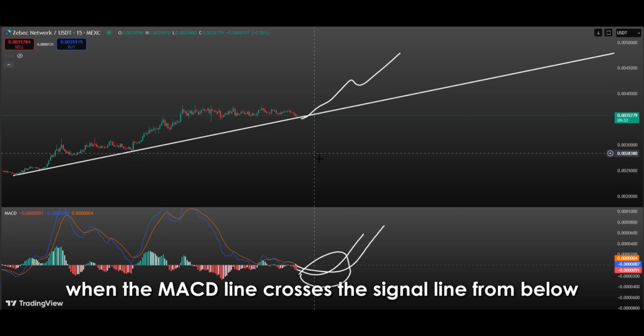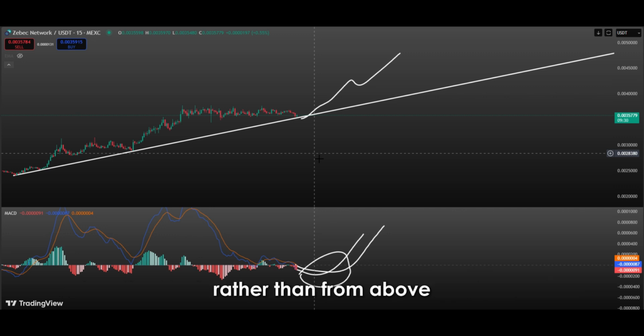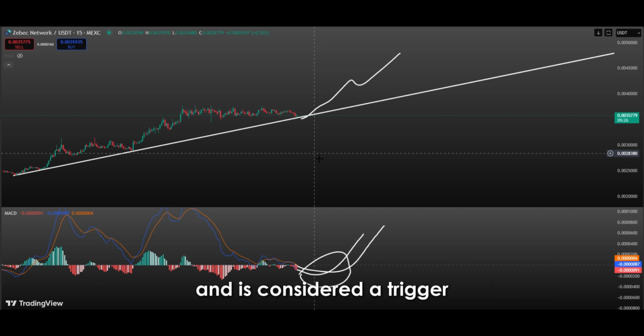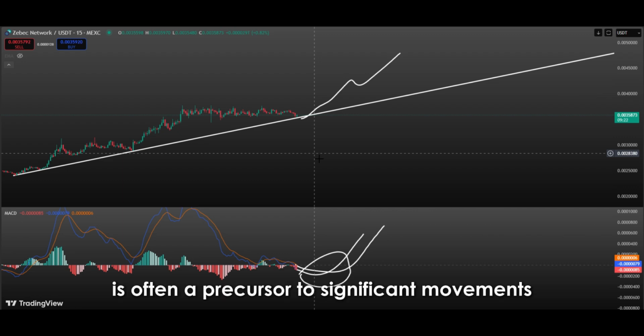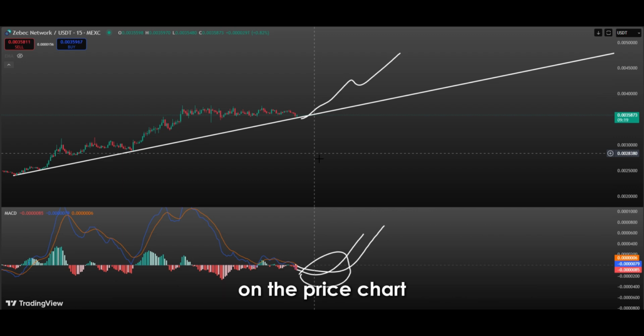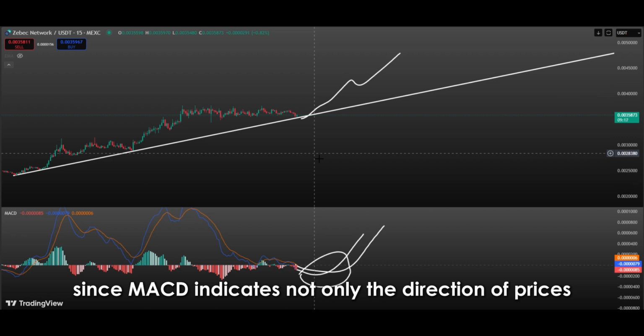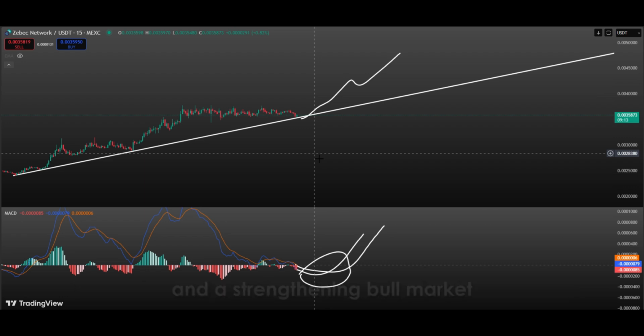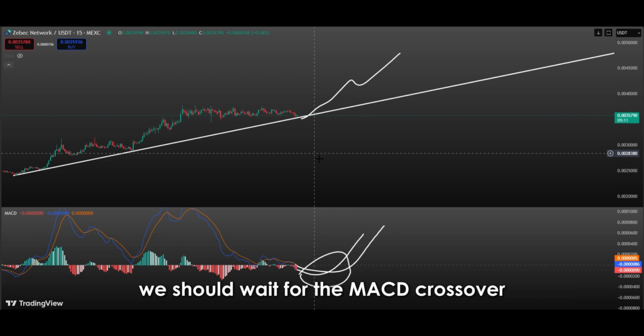When the MACD line crosses the signal line from below, rather than from above, it is interpreted as a buy signal in technical terms and is considered a trigger alert for investors to open positions. The moment this crossover occurs is often a precursor to significant movements on the price chart. Since MACD indicates not only the direction of prices but also their momentum, upward crossovers signal increasing buying pressure and a strengthening bull market. We should wait for the MACD crossover.